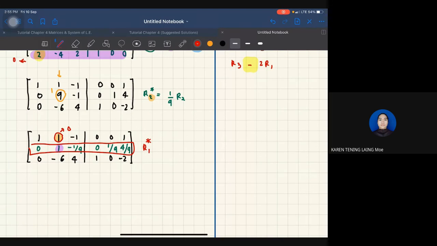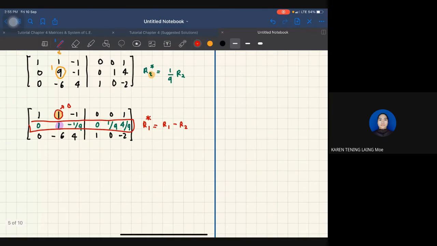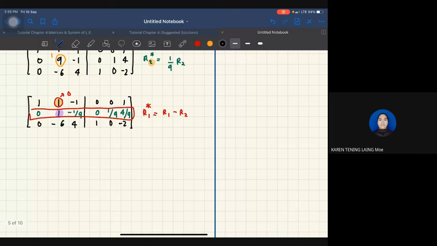1, negative 1 over 9. Okay, and then satu garisan. So we have 0, 1 over 9, 4 over 9. Okay, and then for the third row is 0, negative 6, 4, 1, 0, negative 2.